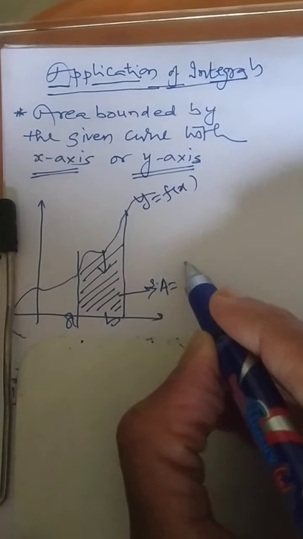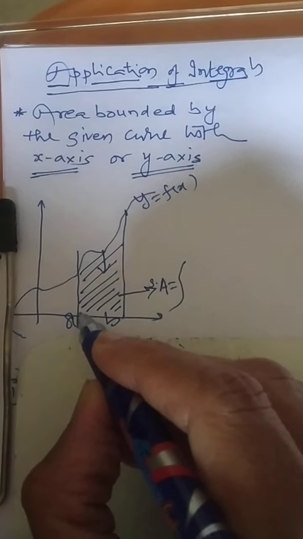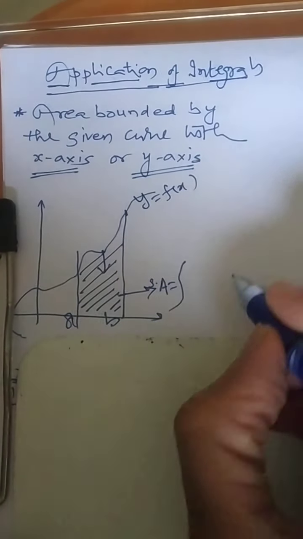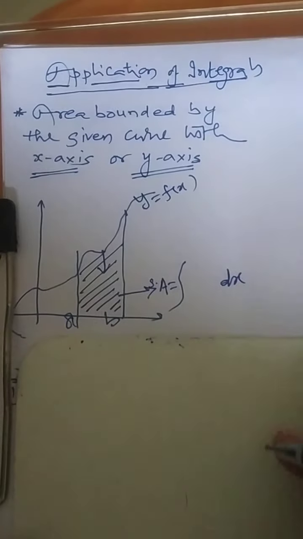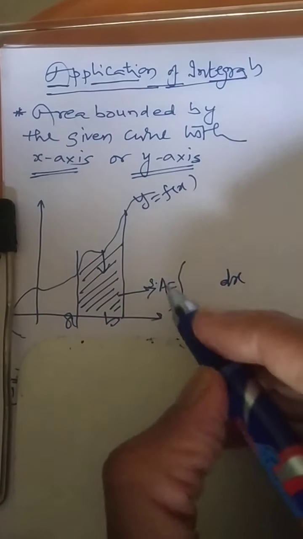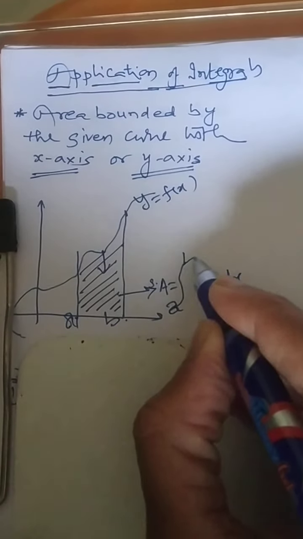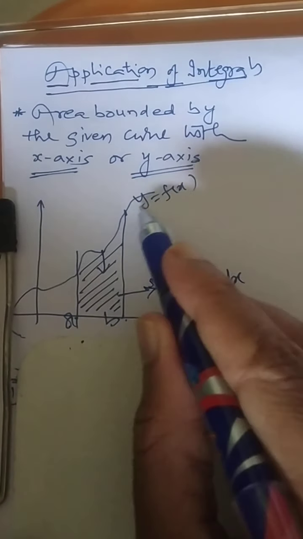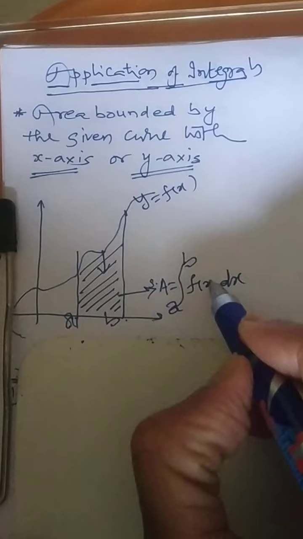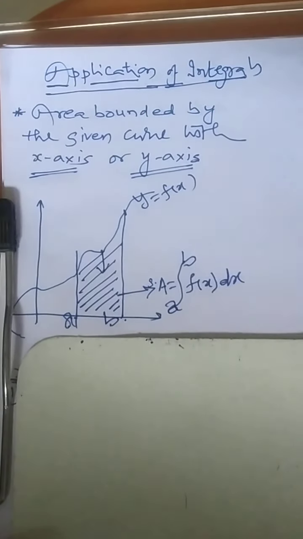The shaded area will be equal to this integration. This area is bounded with the x-axis, so you should integrate with respect to x, between the limits, what is the variation on the x-axis, from A to B, and here the function y, that means f of x. If you simplify this, you will get this area.